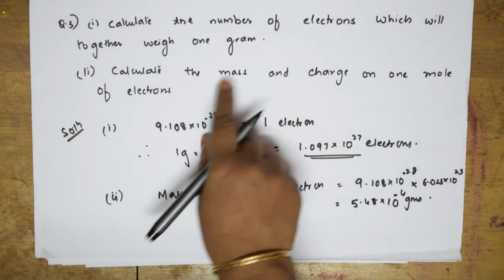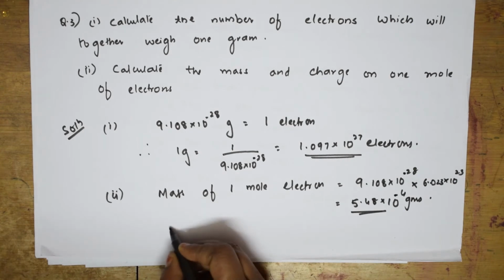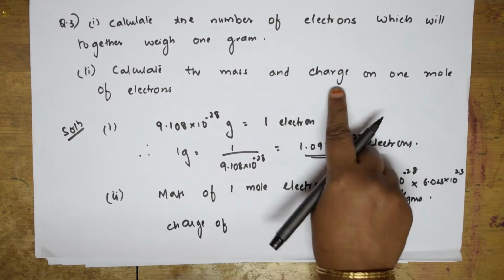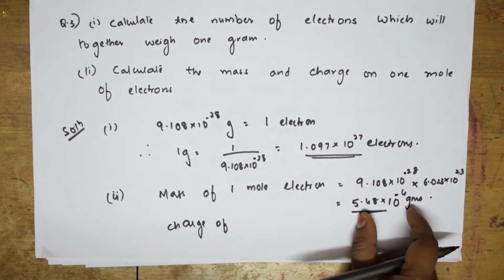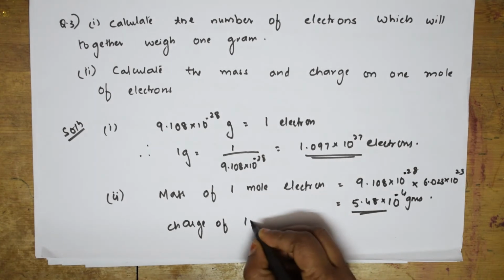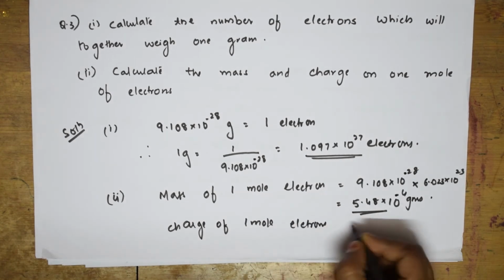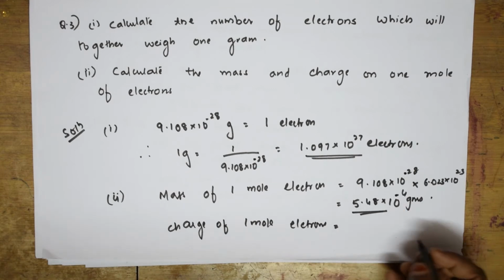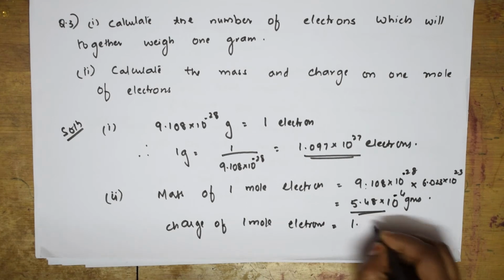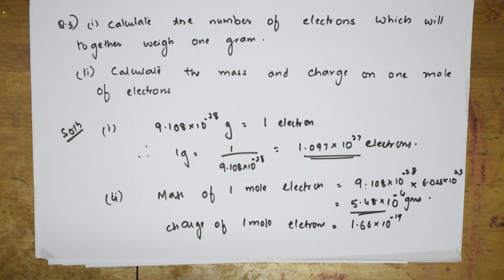Okay, right. I calculated the mass. This is over. Now I need to calculate the charge. How do I calculate the charge of an electron? Let us write again. They asked me the mass of 1 mole of electrons; I got it by multiplying with the Avogadro number. Now the charge of 1 mole of electrons. Normally, mass is this. Now what is the charge of 1 electron? That is 1.66 into 10 raised to the power of minus 19 coulombs.